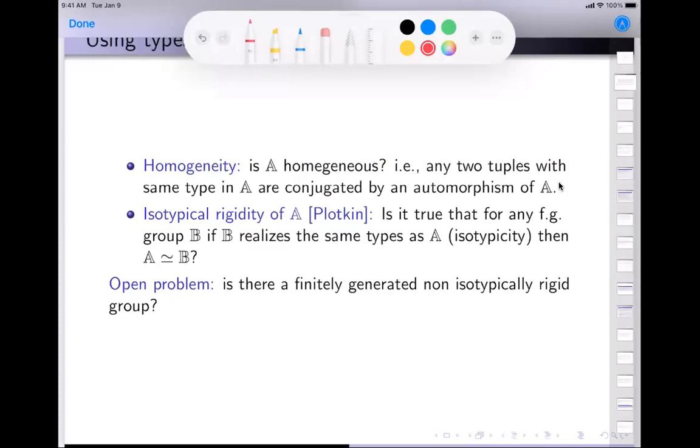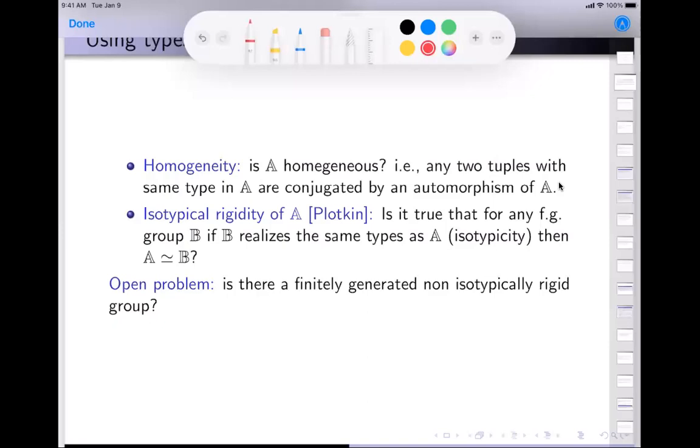Another condition, which comes from algebraic geometry over groups or over structures, is isotypical rigidity, introduced by Boris Plotkin. Suppose A is finitely generated, and suppose B is also finitely generated and realizes precisely the same types as A. Does it imply that B is isomorphic to A? So it's different from first order equivalence. It's the same types. For many groups, it's known that they are isotypically rigid, but, because it's recent, there is not even an example of a finitely generated non-isotypically rigid group. I believe there is one, but it's not known. It must be somewhere.